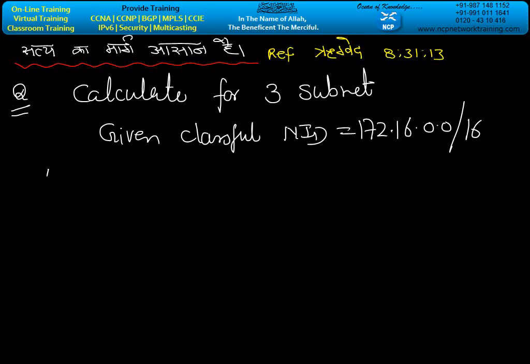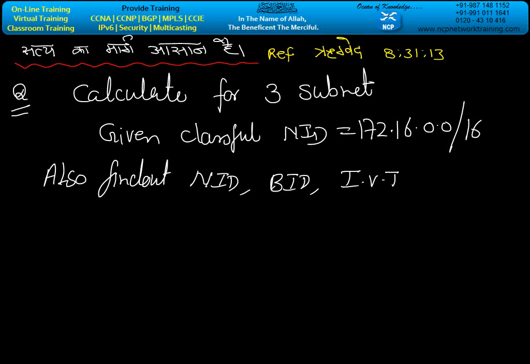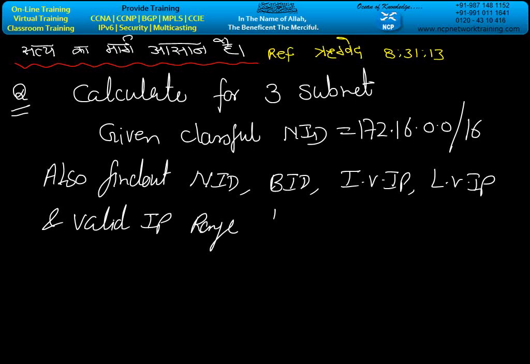Also calculate, also find out the network ID, broadcast ID, first valid IP, last valid IP, and valid IP range for each subnet.